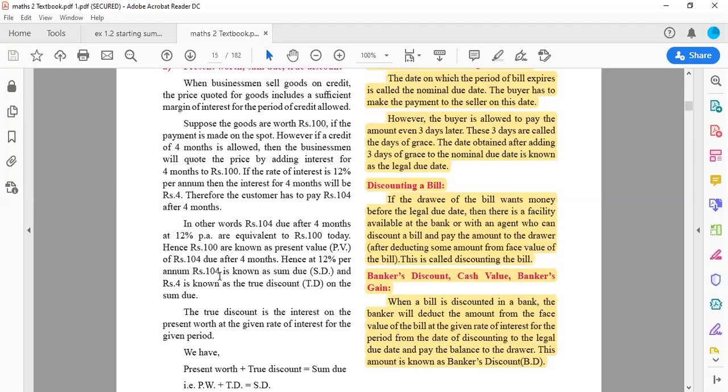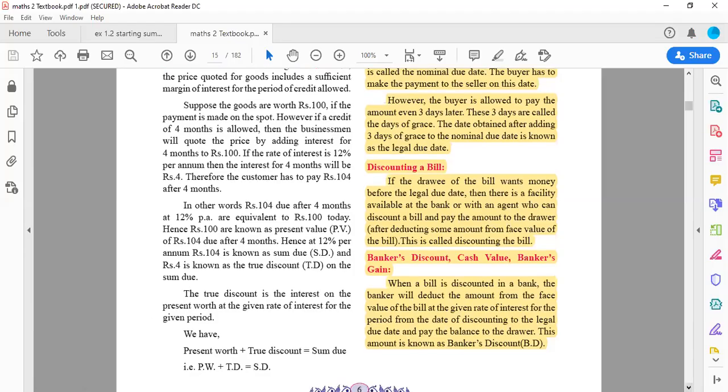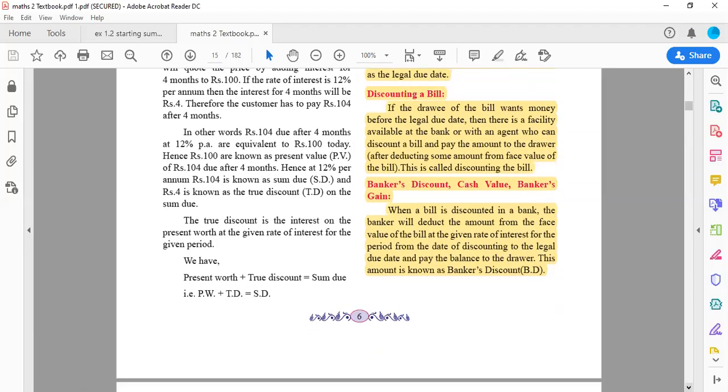And 104, which you will pay after 4 months, that will be called the sum due, that is SD. And the ₹4 that you are paying extra, that is called the true discount on the sum due. So is the topic clear? The three concepts. True discount is nothing but the interest on the present worth at the given rate of interest for the given period.